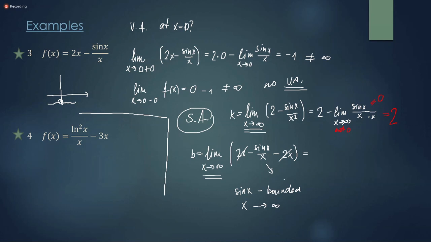Of course, it's 0 by the squeeze theorem. So we see that this limit b is 0. So it looks like we have a slant asymptote y equals 2x plus b, which is 0. So y equals 2x is the slant asymptote of this function.